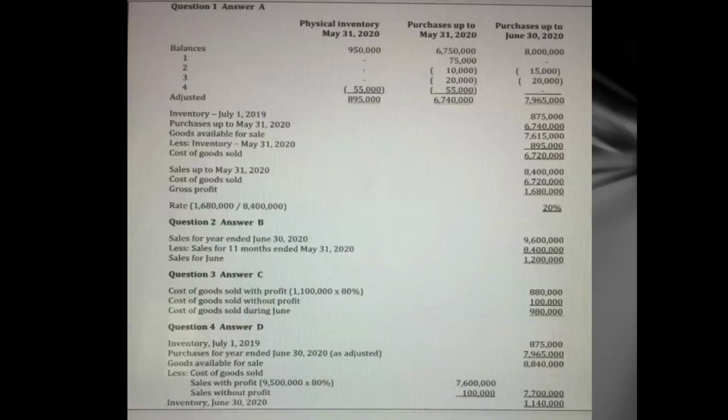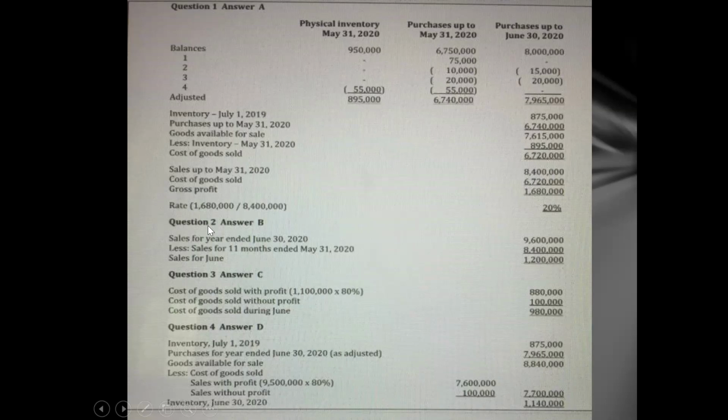So take note that we are applying the gross profit rate. So let's compute the rate because we need this in the succeeding questions. Your rate for gross profit is 1,680 divided by now your net sales. Again, the problem is silent, so we just base your gross profit on sales. So we have 1,680 divided by 84, that's 20%. So if our gross profit is 20% and our sales is 100, therefore our COS rate, or cost of goods sold rate, must be 80%.